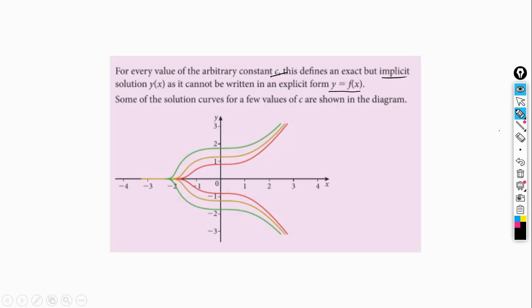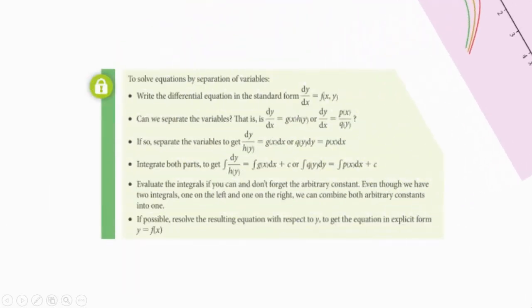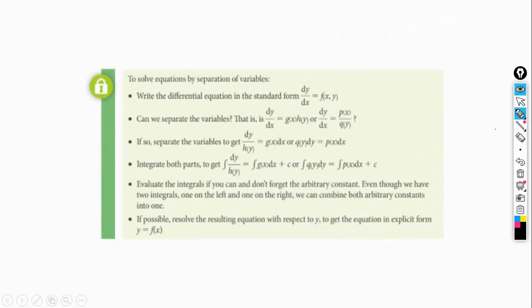Some of the solution curves for a few values of c are shown in the diagram. So notice that they call them curves. Why is that? Well, because these are not functions. They wouldn't pass the horizontal line test. That is why it is said that the solution is in implicit form. So in the next slide, you're going to find some advice on how to solve equations by separation of variables.